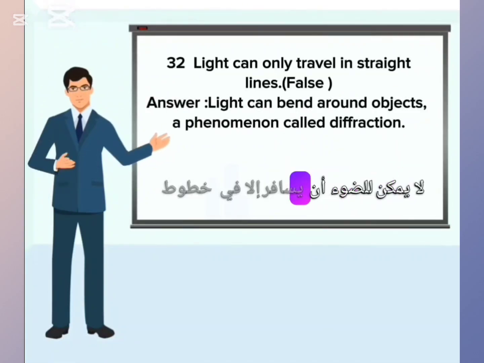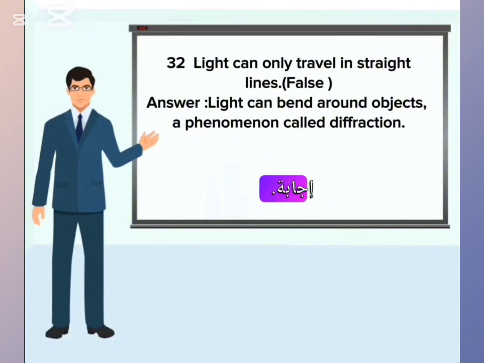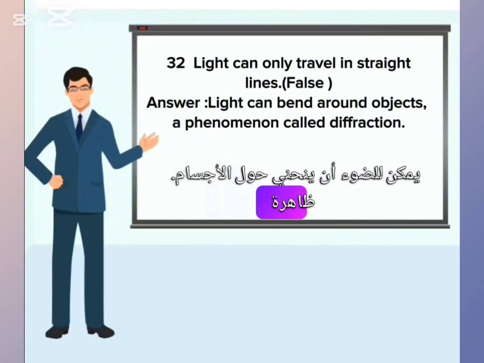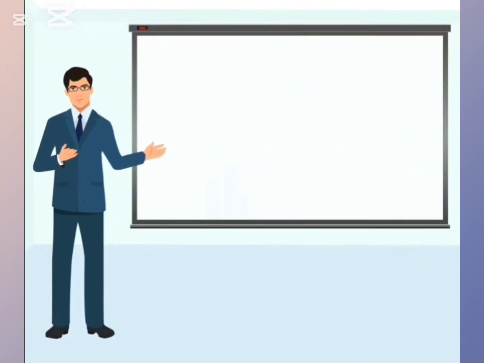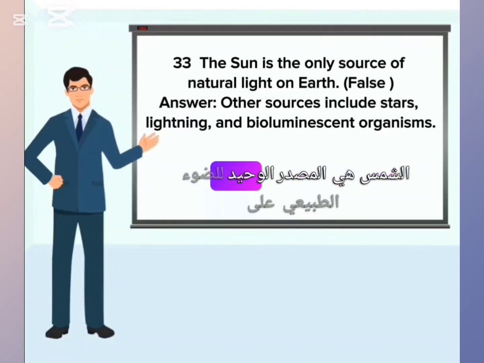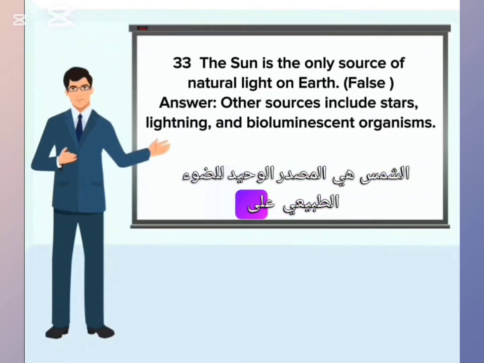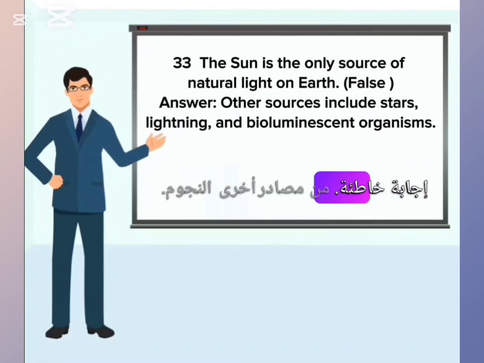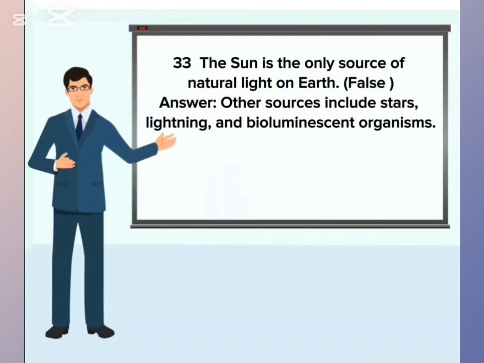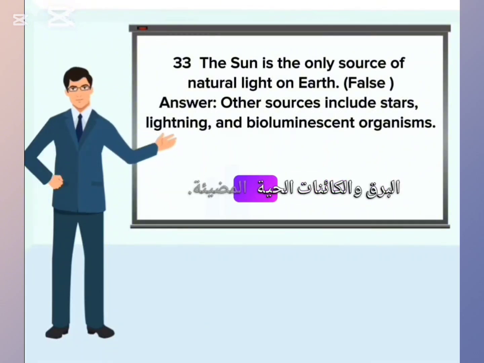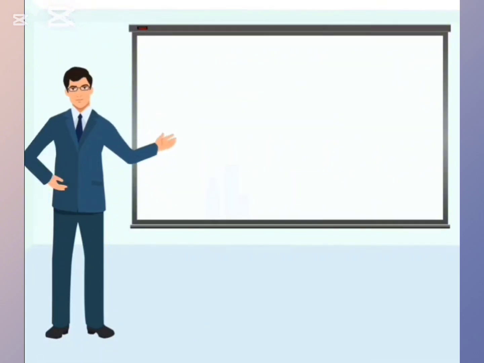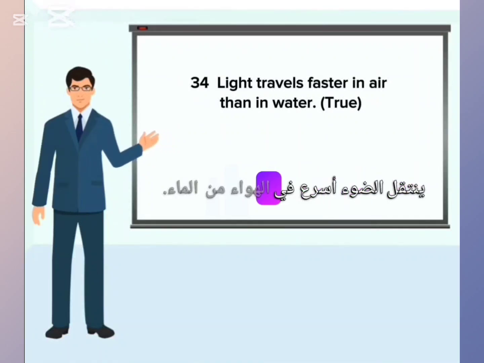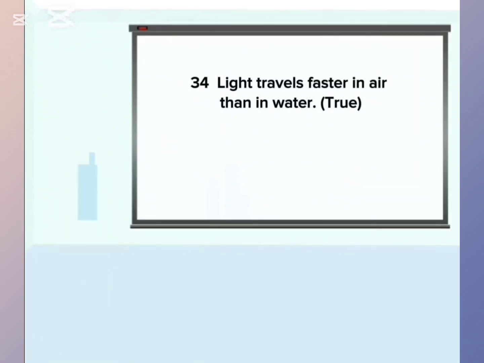32. Light can only travel in straight lines. False. Answer: Light can bend around objects, a phenomenon called diffraction. 33. The sun is the only source of natural light on Earth. False. Answer: Other sources include stars, lightning, and bioluminescent organisms. 34. Light travels faster in air than in water. True.